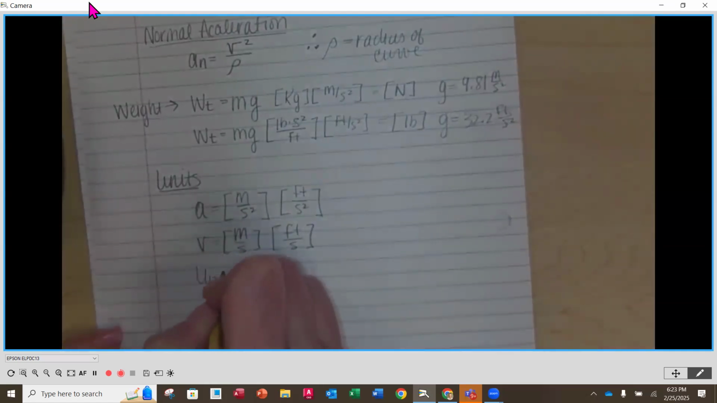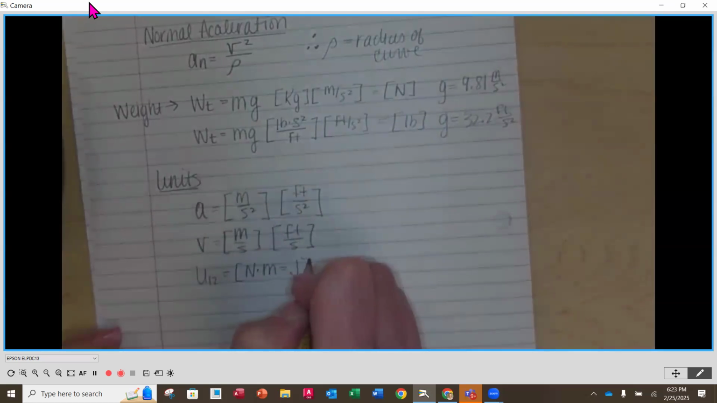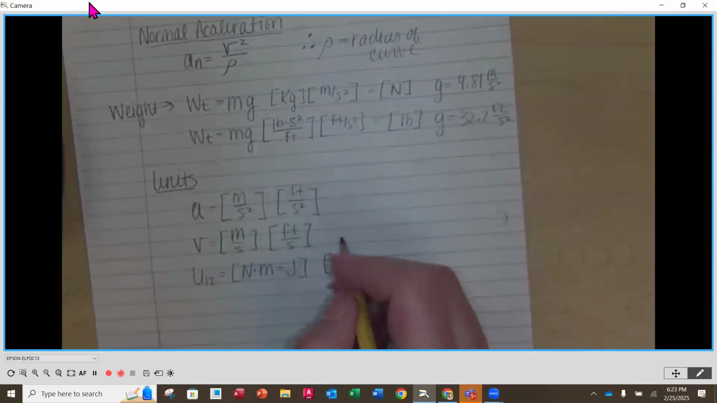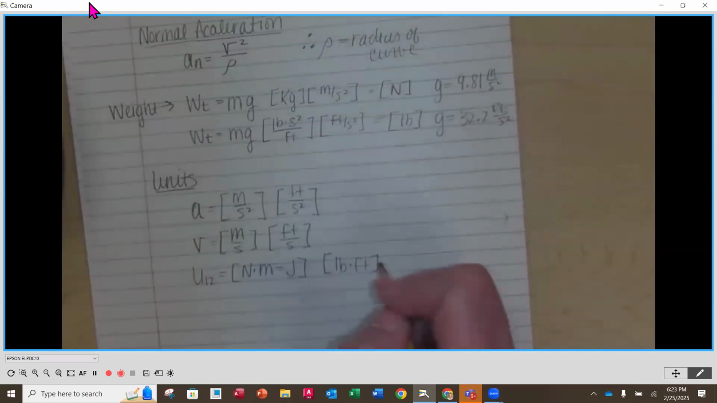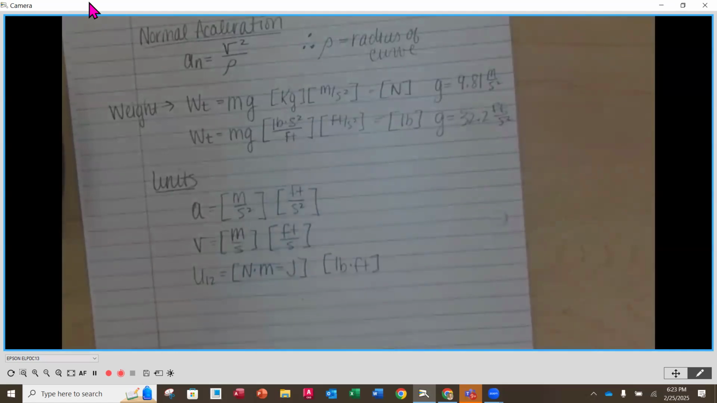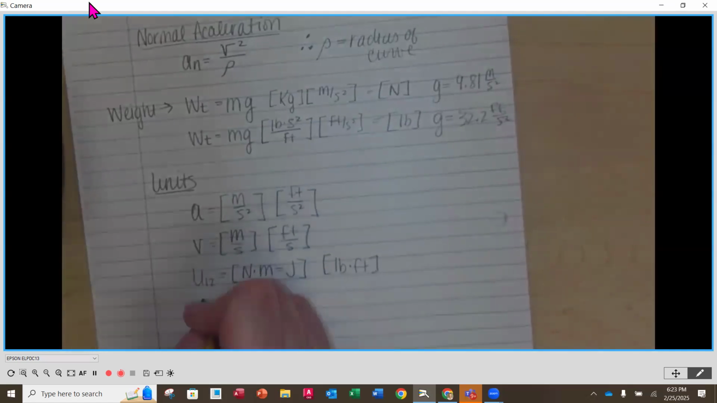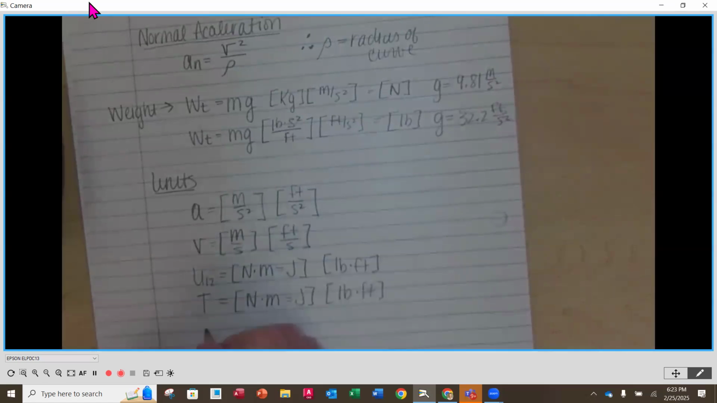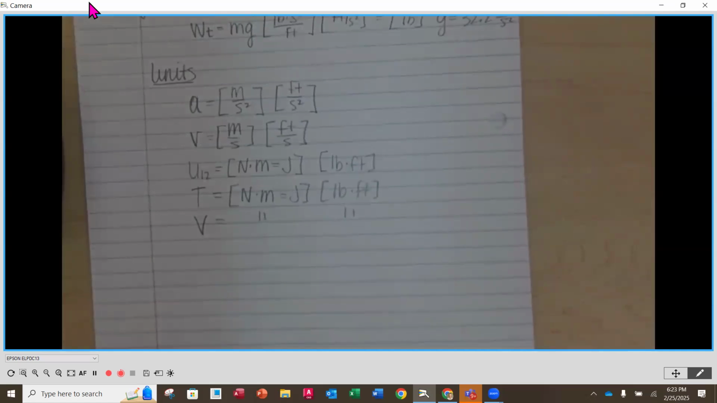Work. Units of work are going to be the newton meter, which is also equal to a joule in the metric system. In the English system, it's simply going to be pound-feet, or foot-pounds, whichever way you prefer to say it. Kinetic energy, same thing: newton meters, which are equal to a joule, and pound-feet, or foot-pounds in the English. Potential energy, I'm just going to use my little quotes here, because that is the same as it is for kinetic energy.